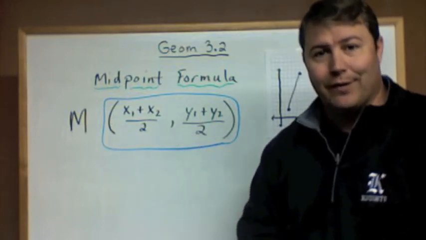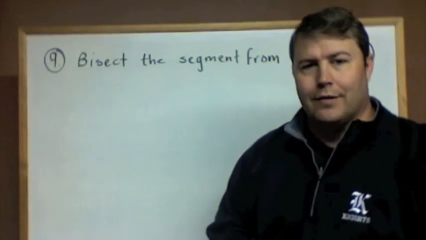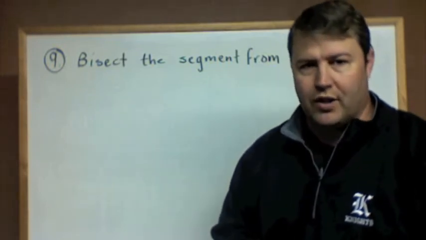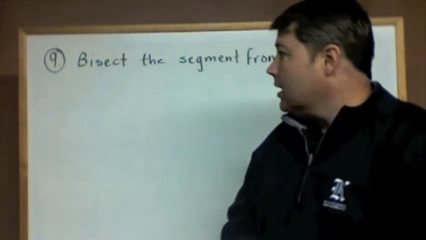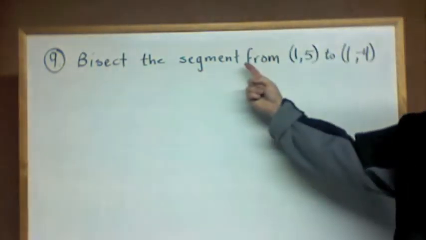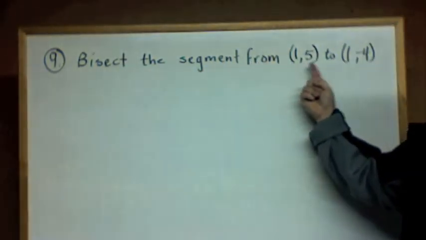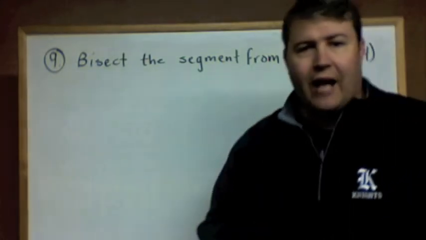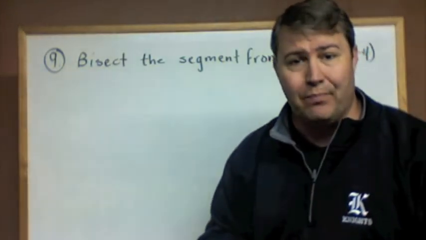Now let's do a problem. This example is number 9 on your worksheet. Please take this down with me. It says bisect the segment from the points 1, 5 to 1, -4. Well, basically what they're asking me to do here is to find the midpoint.